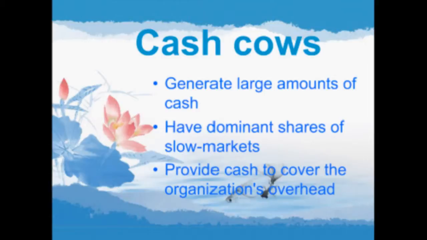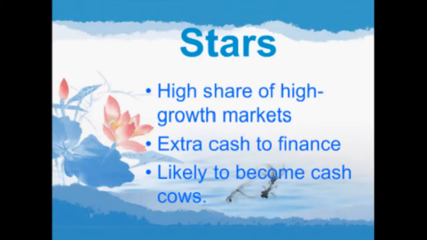Cash cows are SBUs that generate large amounts of cash, far more than they can invest profitably in themselves. They have dominant shares of stock market and provide cash to cover the organization's overhead and to invest in other SBUs. The second one is stars. Stars are SBUs with high share of high growth markets that may need extra cash to finance their own rapid future growth. When their growth slows, they are likely to become cash cows.